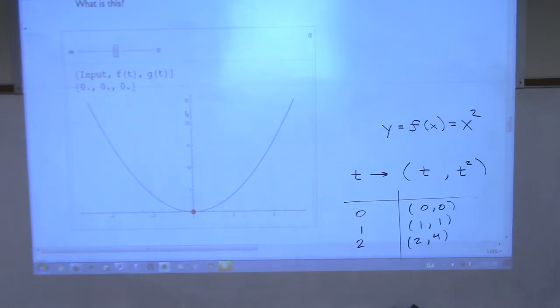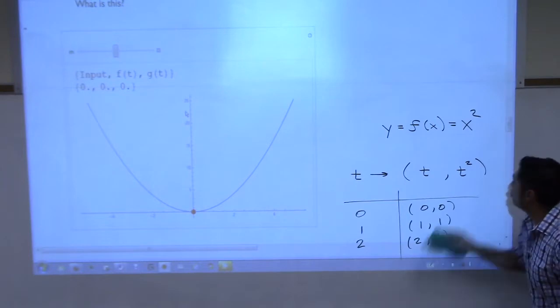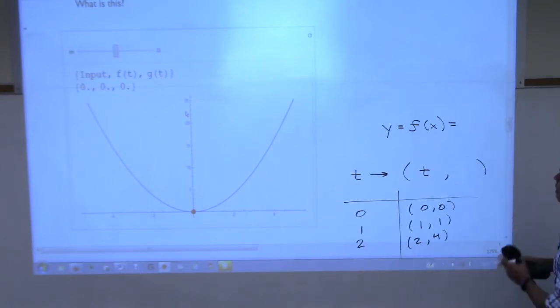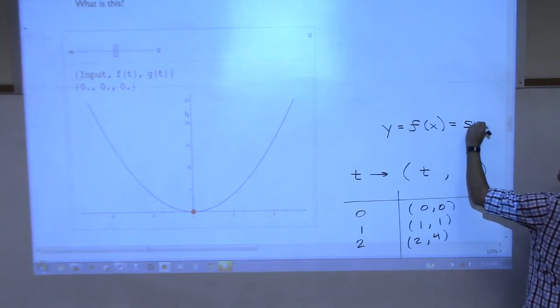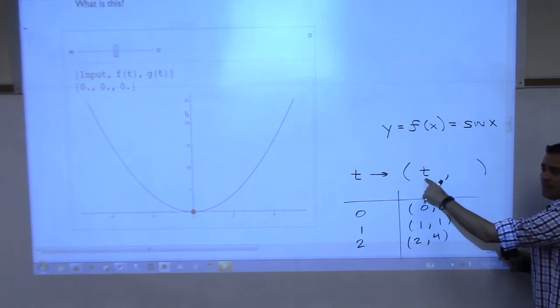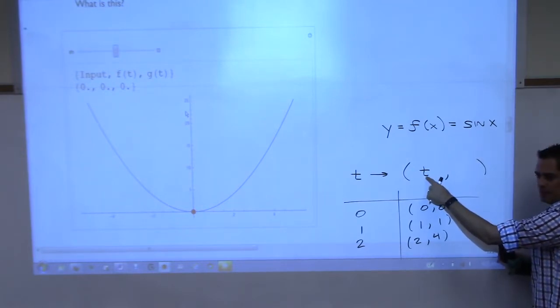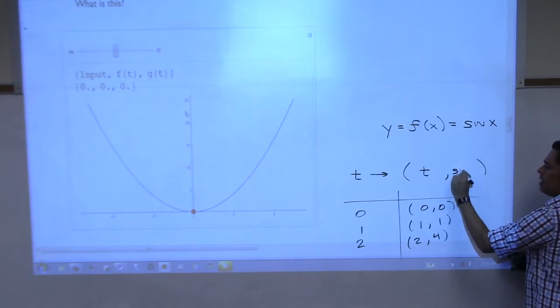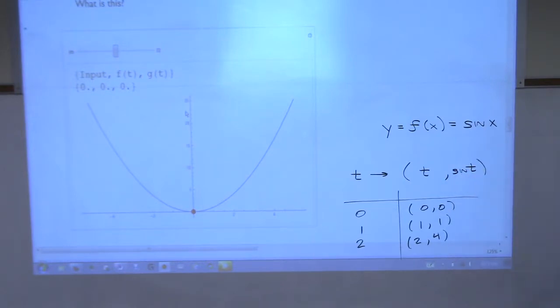So for all regular functions, to make it parametric, you just need to replace x with t. Exactly, that's what I was going to say. Give me any function. If we wanted to do the traditional function sine x, but graph it parametrically instead, we would just let x be t, and then this would become sine t. So your x coordinate is just the t, and then your y coordinate is just that function at t. Make sense?